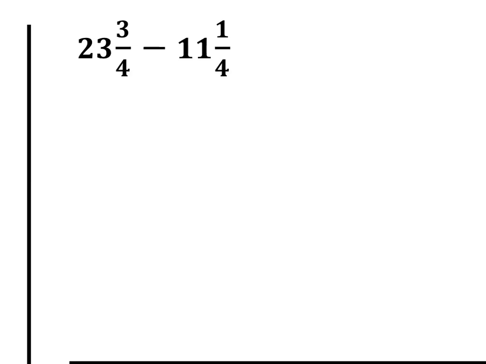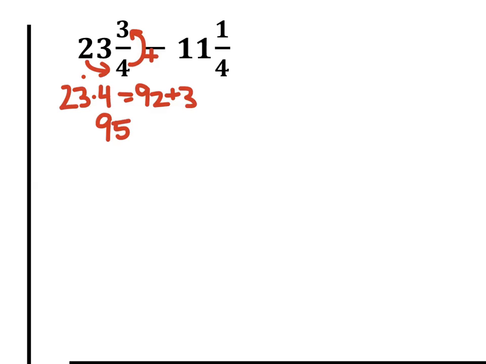So this first method, of course, is changing these numbers into improper fractions. I'm going to do that with the cycle method. So that'd be 23 times 4, which appears to be 92. And then we'll add the 3, the numerator there, which would give us 95 fourths. So that would be 23 3/4 as an improper fraction.